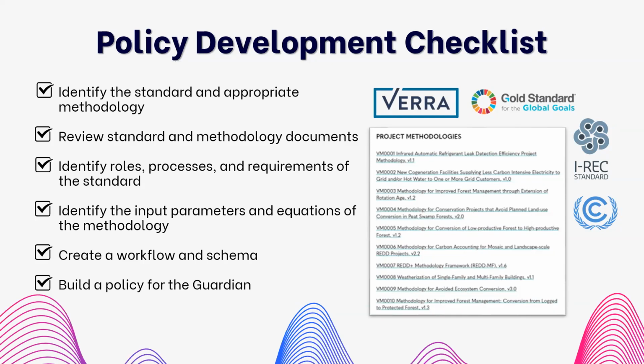Then you can identify the input parameters and equations of the methodology. Here's where you would mainly design your schema, looking at all the equations that play a part in order to calculate how many credits can be issued for your project. Then you want to go ahead and create a workflow and schema, which I'll show you an example of later in the demo. And then finally, you could build a policy for the Guardian using our policy configurator.